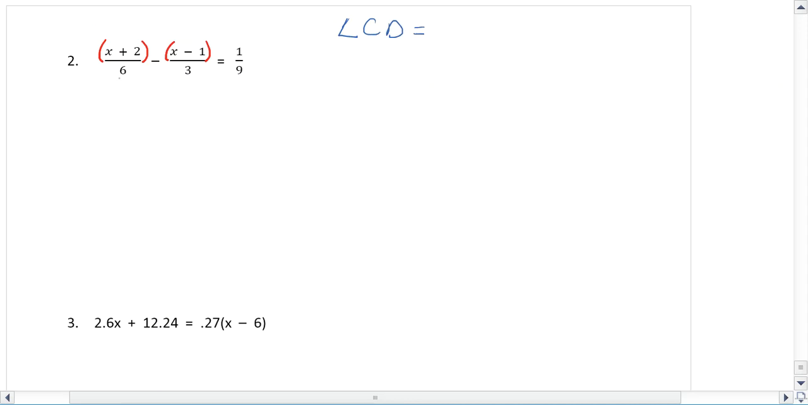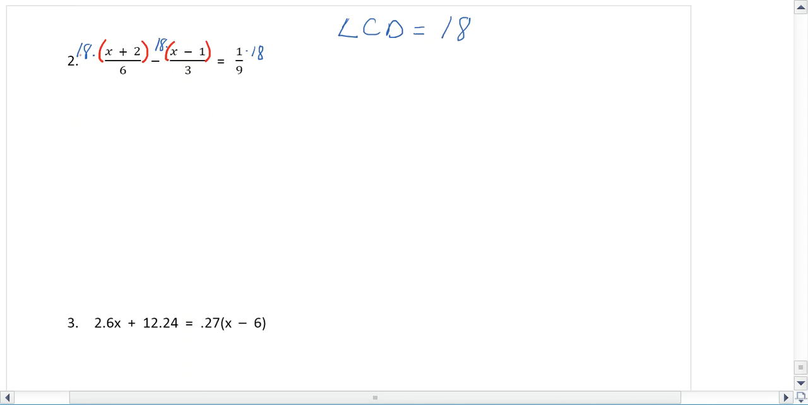So scanning across here, we have 6 and 3 and 9, and they all go evenly into 18, so that's what I'm going to use as my common denominator. I'm going to multiply this fraction by 18. I'm going to try to sneak this one in here. I should have left myself a little more room. Multiply that one by 18 and multiply this by 18. So I had 3 terms and I multiply them all by 18.